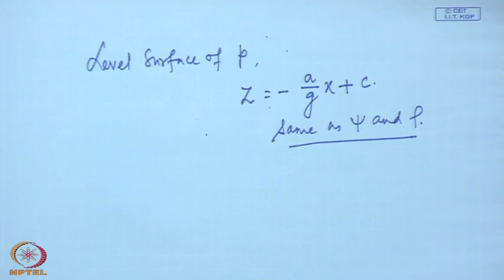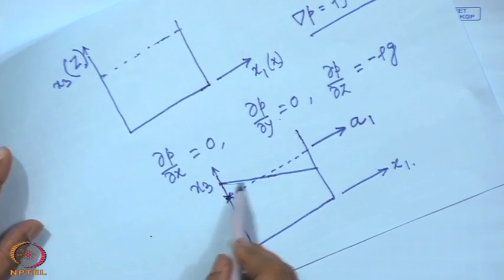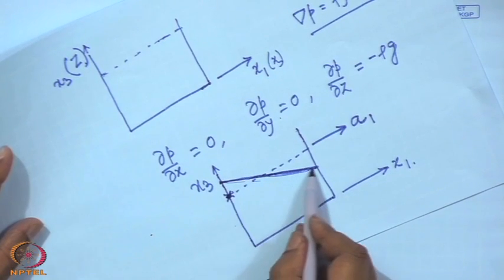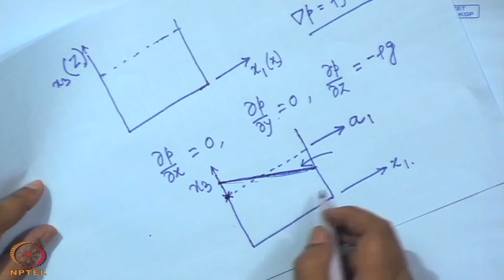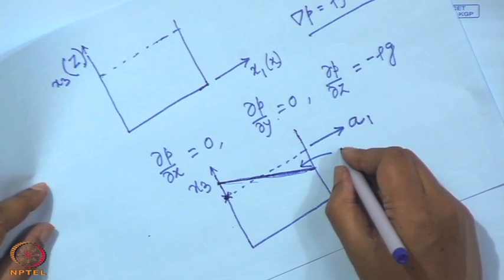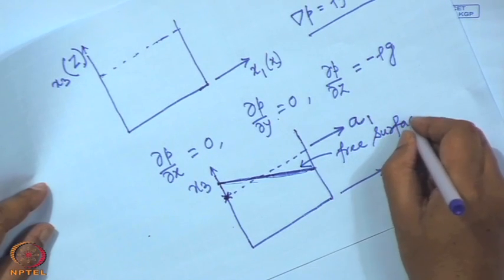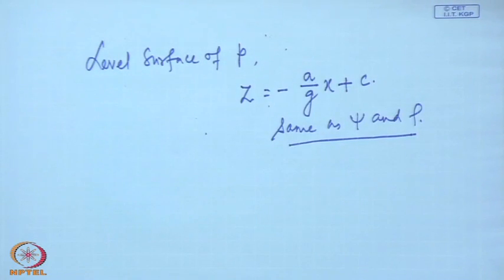For the free surface, that is the inclined top surface, you can set that C to be 0. For the free surface you can set C to be 0, though any other lines which are parallel to it will have different values of C. And you can also see that the direction of the force vector is perpendicular to that surface.